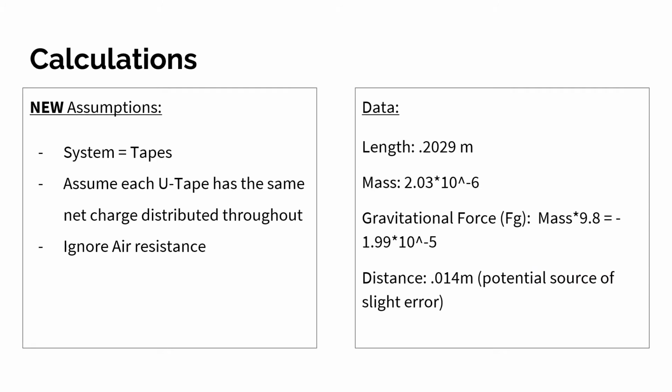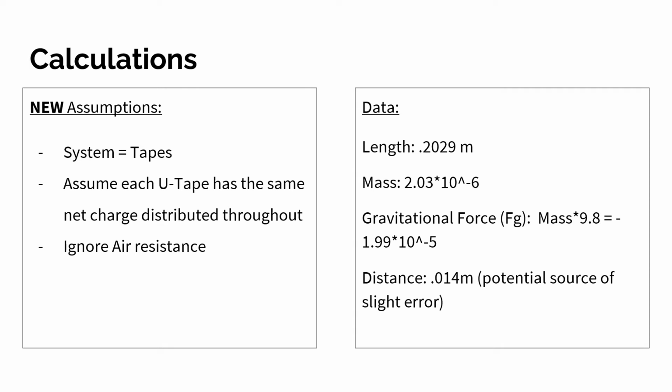So some of my calculations are shown here. Just to clarify, there are new assumptions in comparison to Lab 1. In Lab 1, we assumed that the tapes could be treated as point charges. However, this time we are assuming each piece of U-tape has the same net charge distributed throughout. The system in this instance is the tapes, while the surroundings is everything else. And we also ignore air resistance.